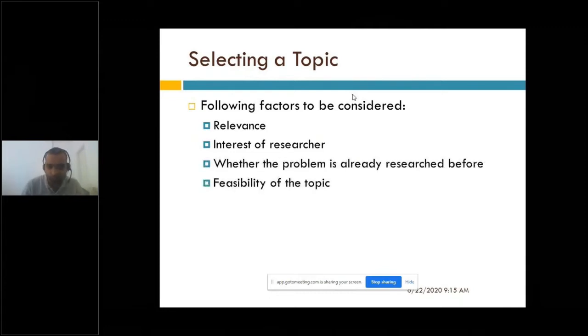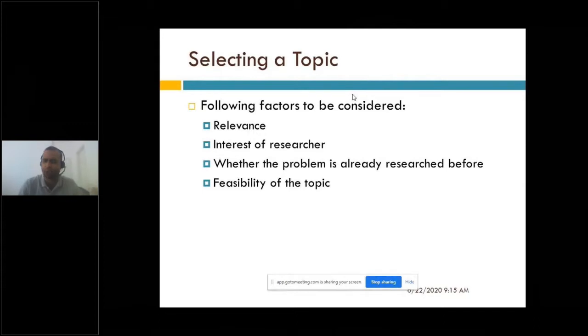Next is whether the problem is already researched before. See, any problem which is not addressed earlier becomes invention or discovery, not research. So if a problem is already researched by someone and we want to further investigate, that is the only research.